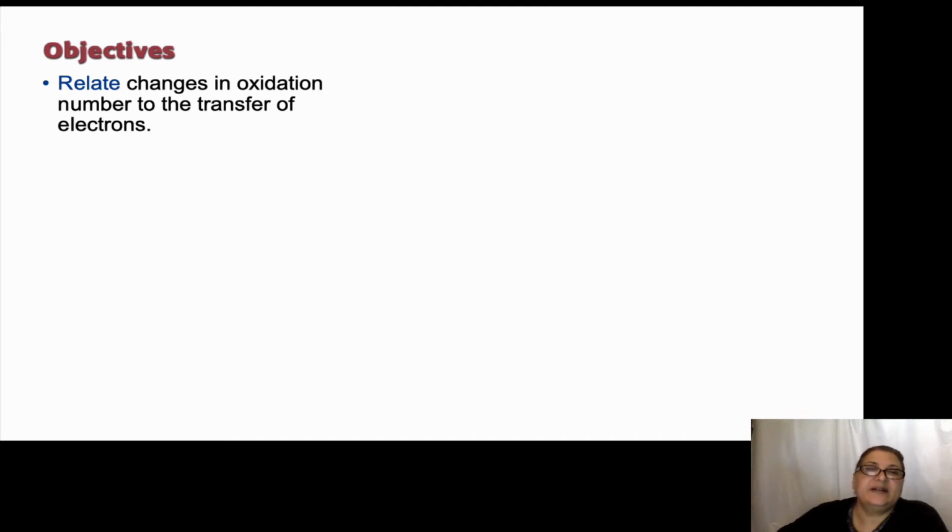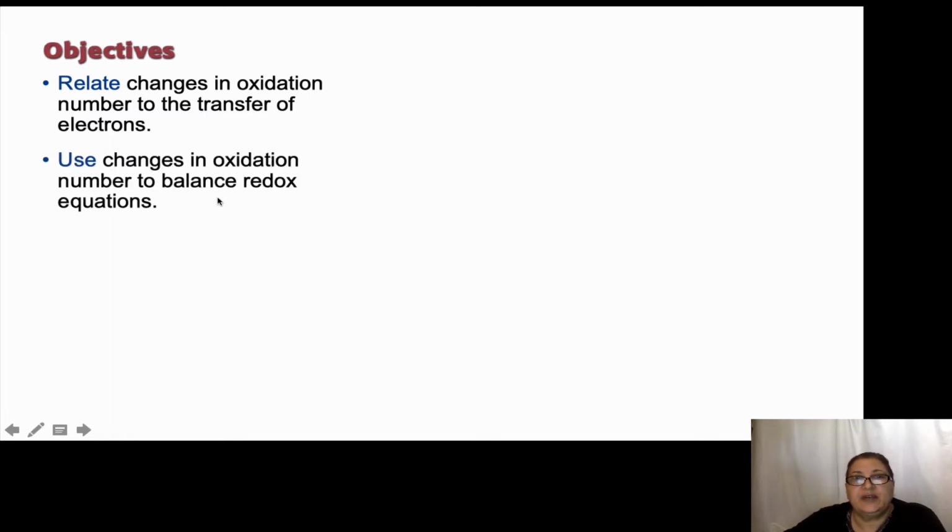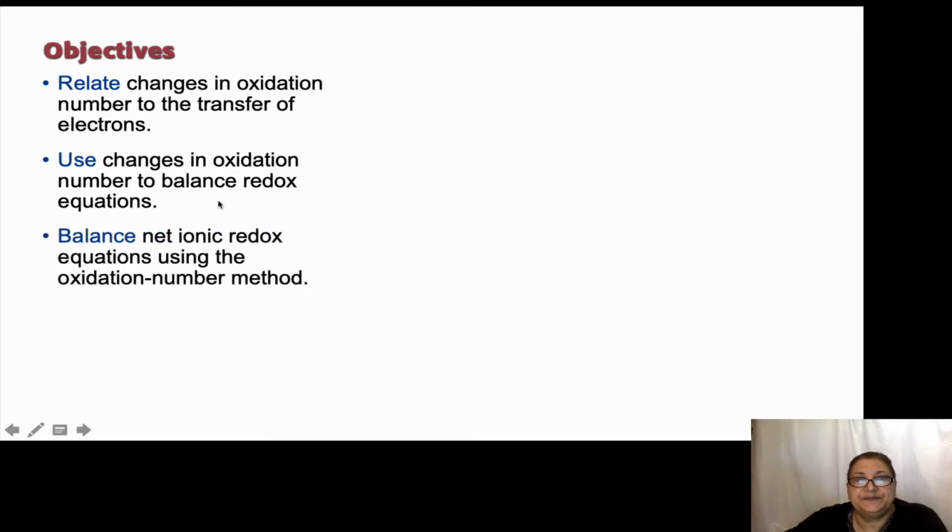Hello everyone. Today we're going to learn how to balance redox reactions. We're going to relate this to oxidation reduction, which is the transfer of electrons, and we're going to use oxidation numbers to balance the redox equation. We're going to use the oxidation number method for the net ionic redox equation to balance it.